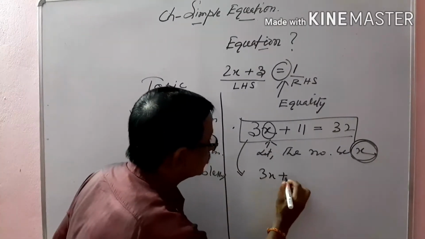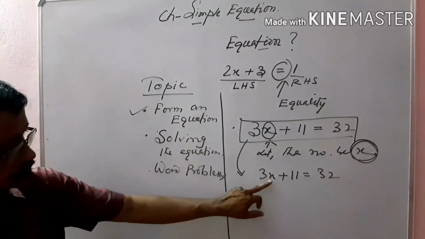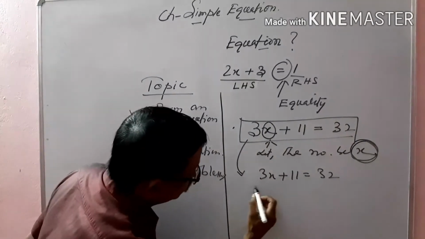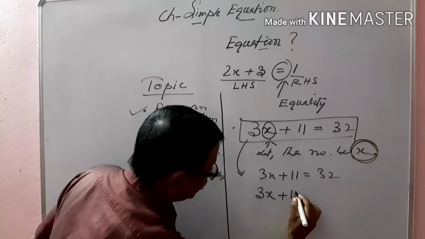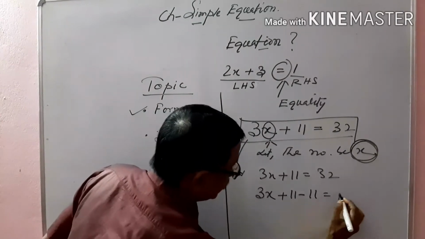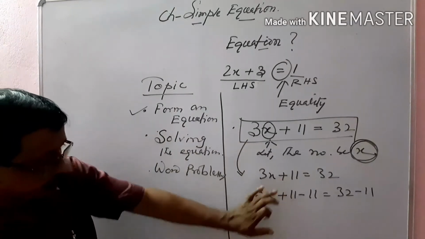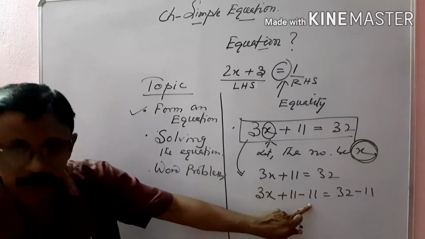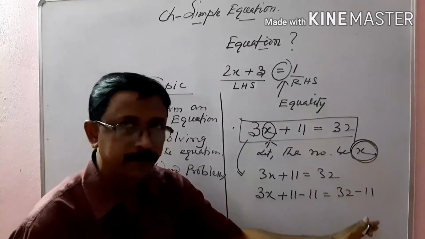3x plus 11 equal to 32. So we have to solve for x. We have to find x. So how do you do it? We can write 3x plus 11 minus 11 and 32 minus 11. Just separate the variable. How do you separate? As plus 11 is there, we can subtract 11, and on the right hand side also subtract 11.